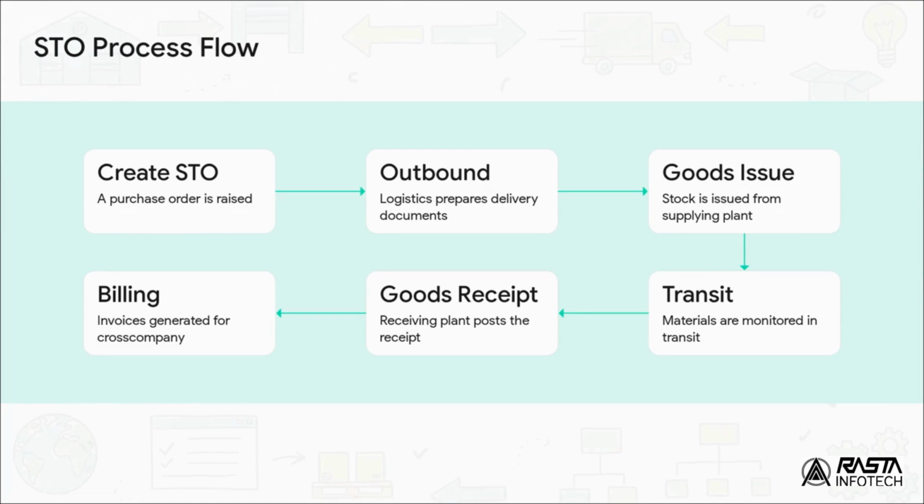Active transit tracking while that pallet is physically out there rolling down the highway. Step 5 kicks in the second the goods arrive. The receiving plant officially posts the goods receipt the exact moment it hits their loading dock. And finally, step 6 automatically generates the billing if this happens to be a cross-company transfer. The physical pallet and the digital paper trail are just perfectly, seamlessly synchronized.